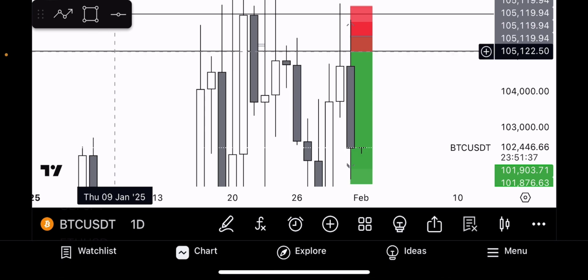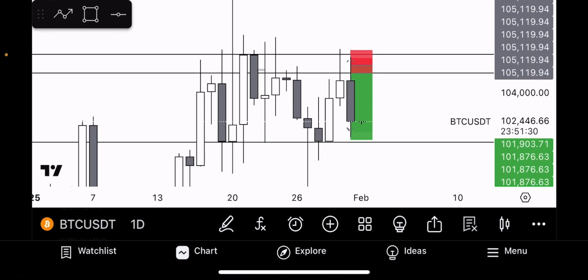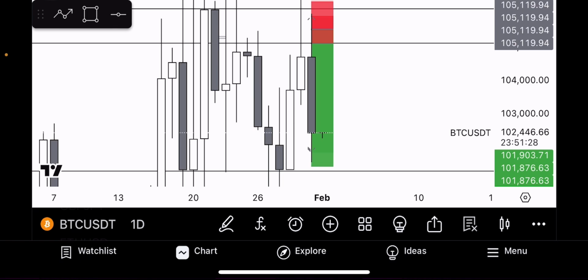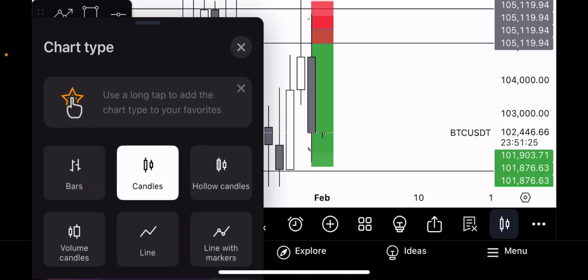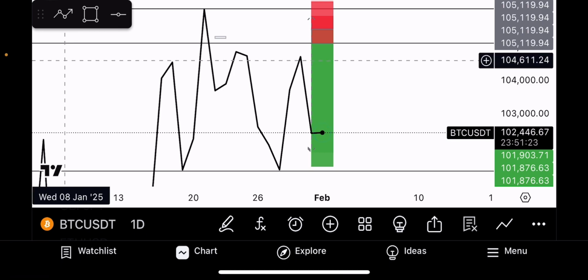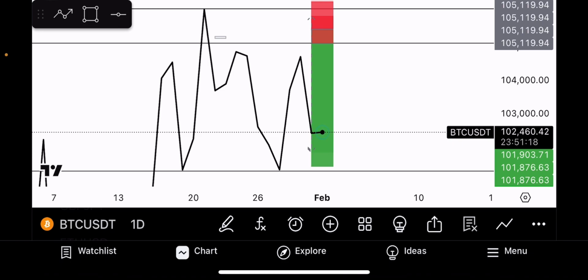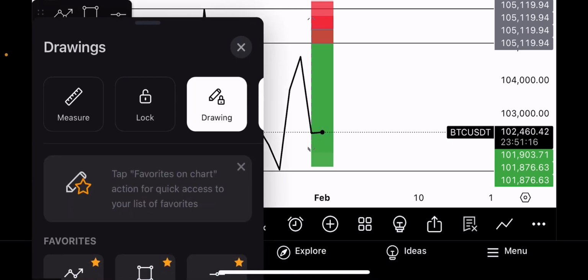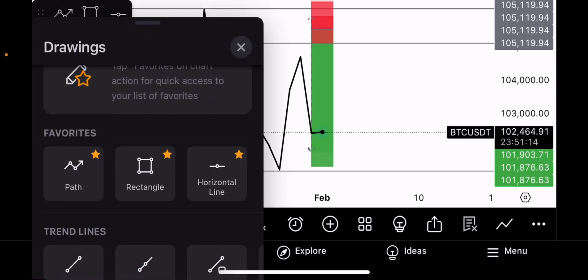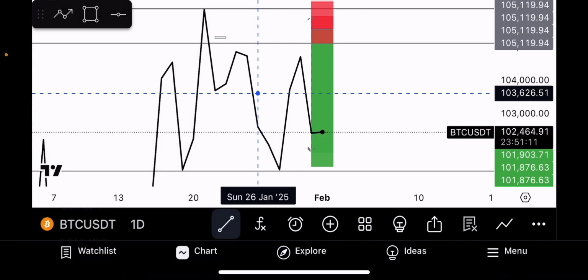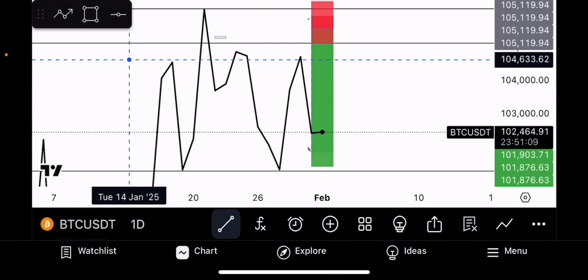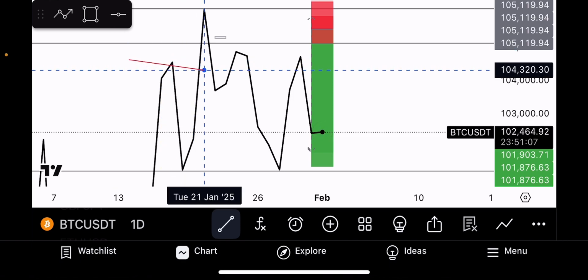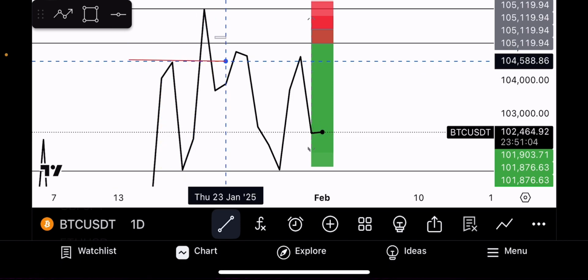So my entry was obviously going to be here. This line that I marked here, just above this V-shaped key level. Let's switch back to the line chart. As you can see, this is the QMR key level. Let me highlight the QMR key levels that the entry might come. This is a QMR key level.